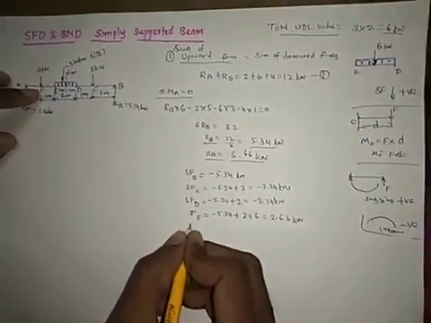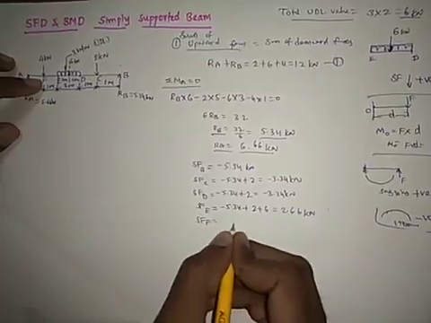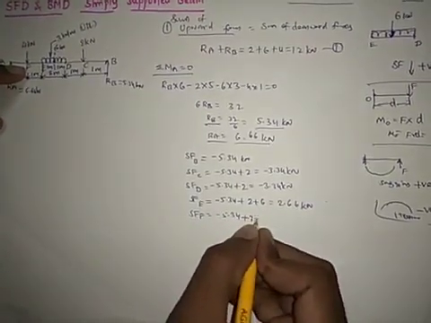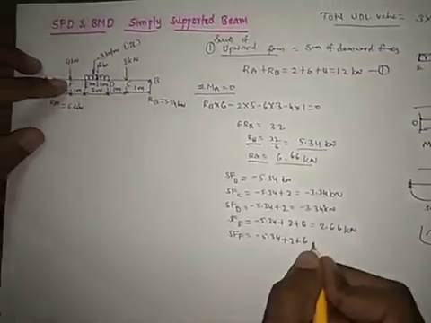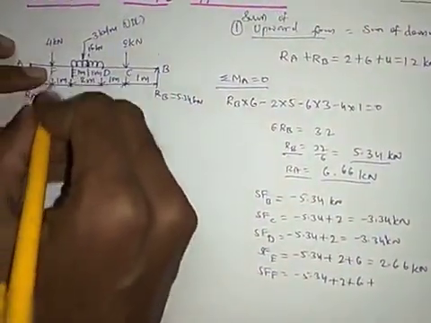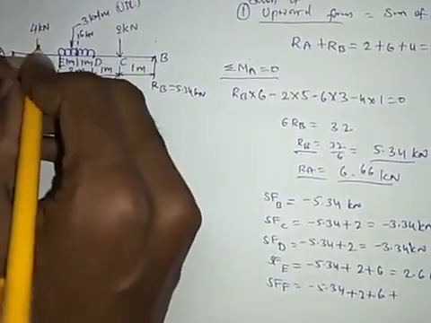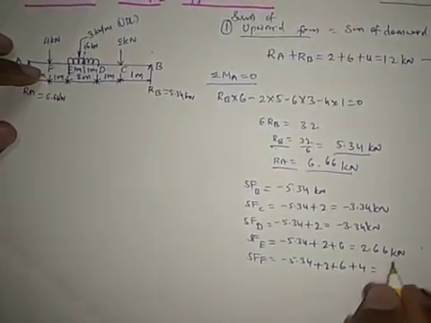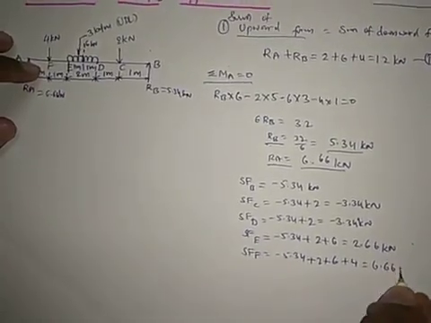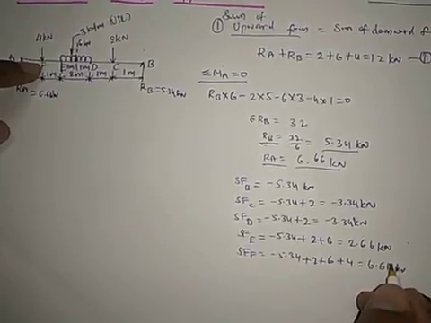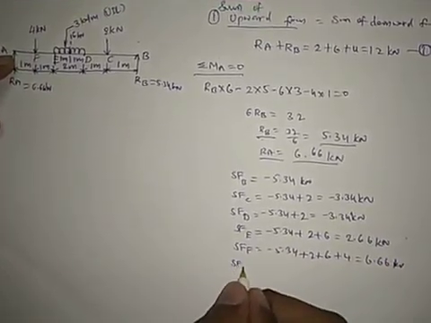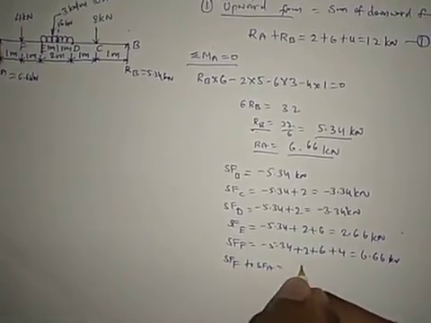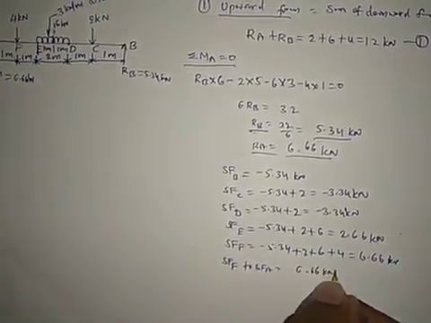And the shear force at F is minus 5.34 plus 2 plus 6, and plus 4. Here we have to take the effect of 4 because it is a point load, so it is acting exactly at that section. You have to take the effect of 4 kilonewtons, and if you do that, you will get 6.66 kilonewtons, and this is continued from F to A. So the shear force from F to A will continue as 6.66 kilonewtons.